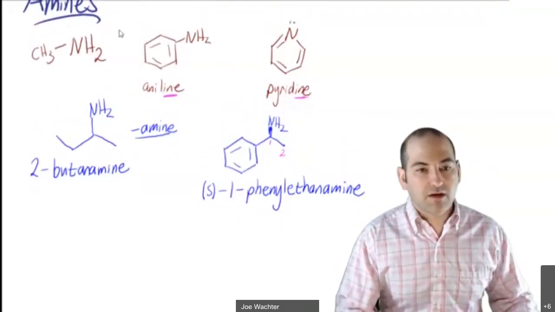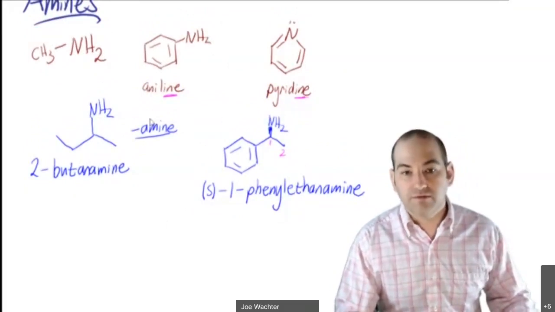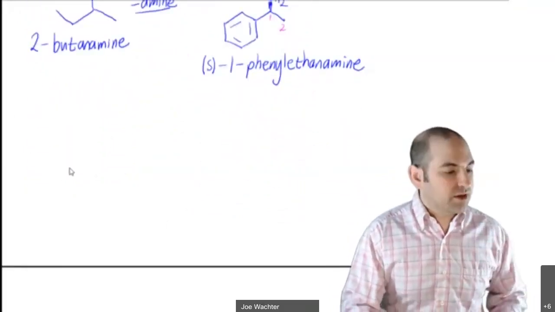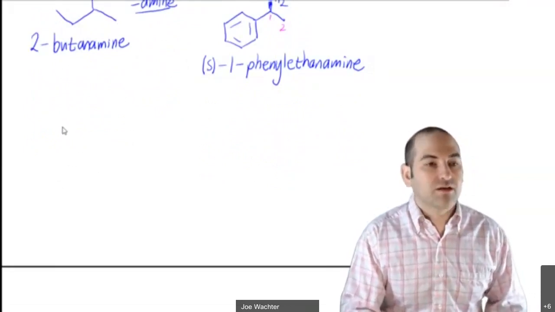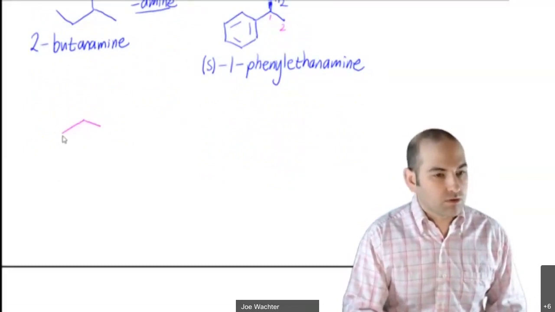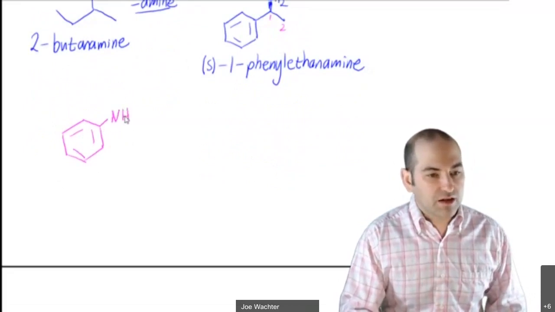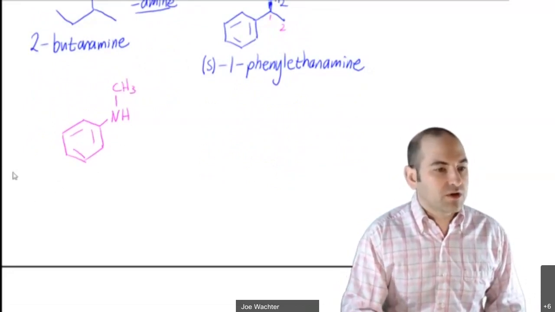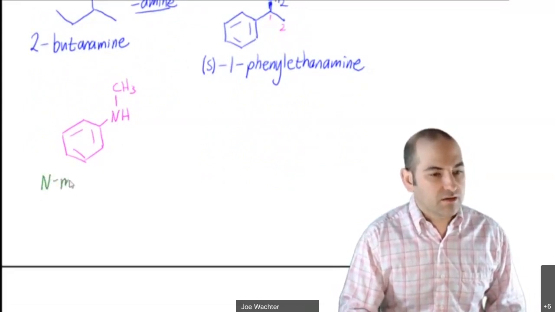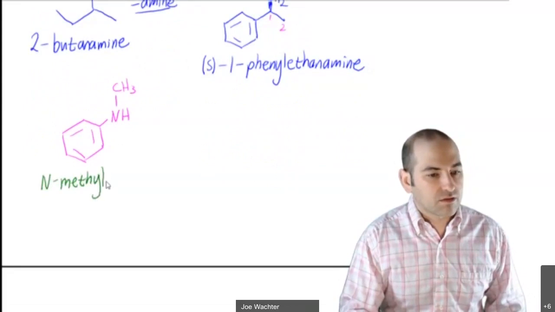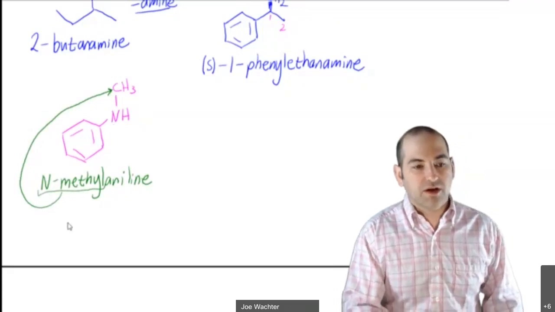Now, one thing that can also happen with amines is you can have other types of R groups coming off of the nitrogen. It doesn't have to be NH2. And so if you have something like that, you name it by saying N and then whatever that substituent is. So if this is aniline, aniline would be NH2. But let's say instead we've got NH with a CH3. So what would we call that? We'd call this one N-methylaniline. So we're saying that the methyl is on the nitrogen. So N for nitrogen.